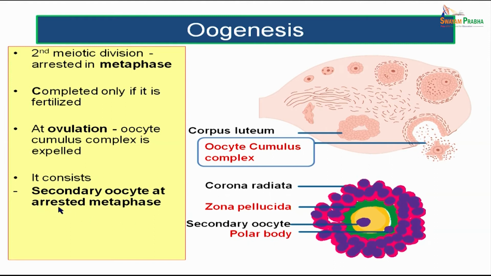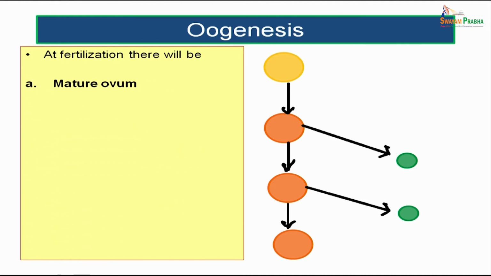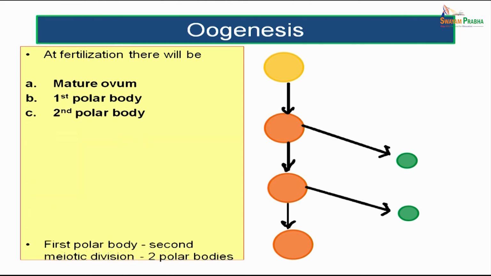So, let us see the components of the oocyte cumulus complex. It consists of the secondary oocyte at the arrested metaphase. Metaphase of which division? It is the second meiotic division. So, at that stage it is arrested. Along with that, what are the other structures accompanying? The zona pellucida will still be there surrounding the secondary oocyte, and around that you can see 2 or 3 layers of corona radiata. At the time of fertilization, there will be a mature ovum, the first polar body and the second polar body.